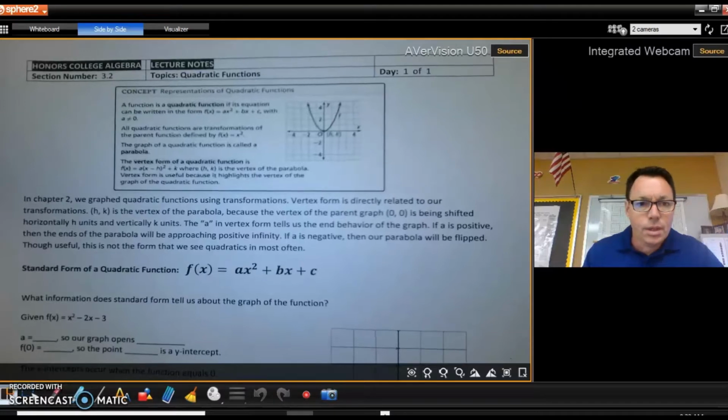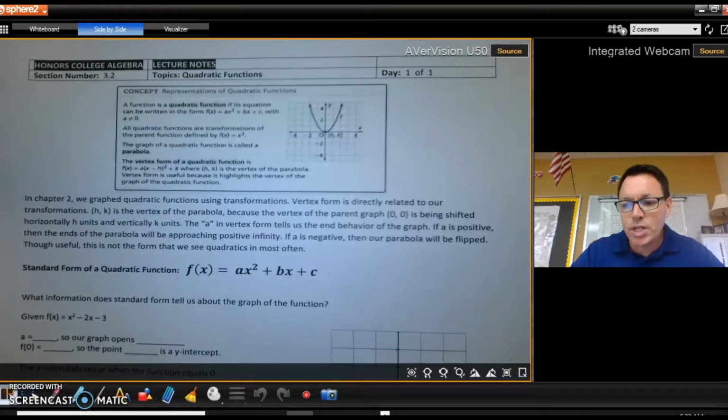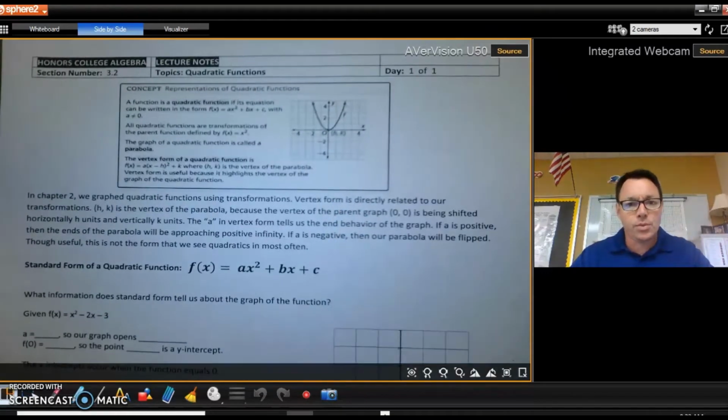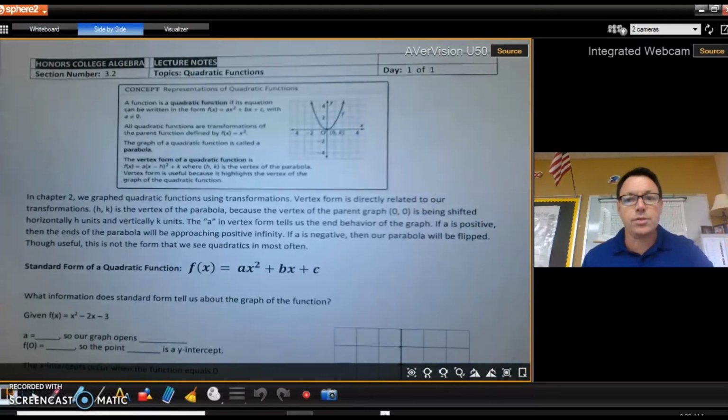Hey, good morning, guys. Today we're going to take a look at section 3.2, which is going to deal with quadratic functions. So last class we were talking about linear functions, so all the x's were to the first power, and today we're going to talk about quadratic functions, so all the x's will be to the second power. Okay, so that's a quadratic.